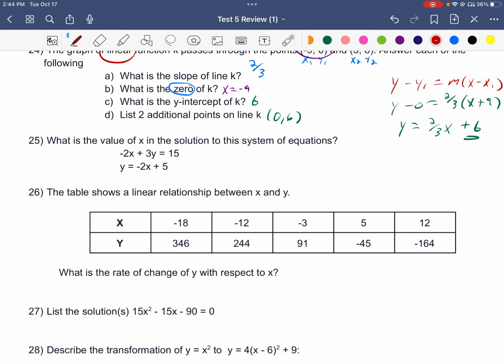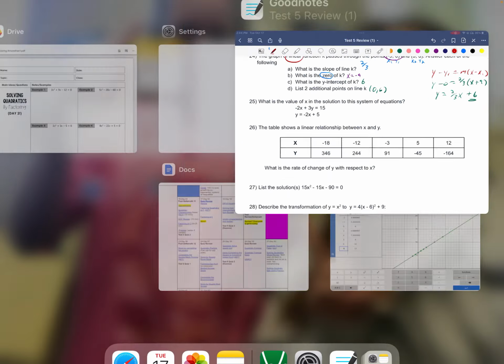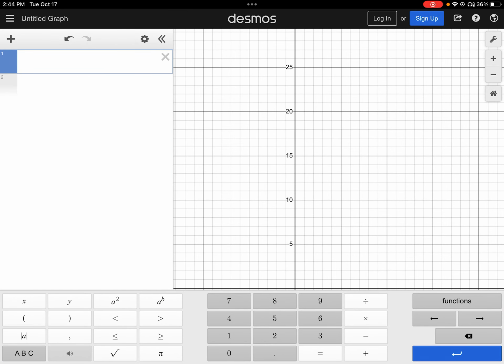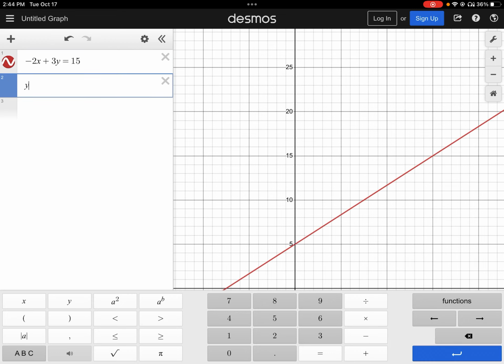25. What is the x value in the solution to the system of equations? So the way it's set up, you could use substitution, but you could also use Desmos, and I'm going to do that because I know it's going to be right as long as I can type it in here correctly. So I've got negative 2x plus 3y equals 15. And on the next line, y equals negative 2x plus 5.